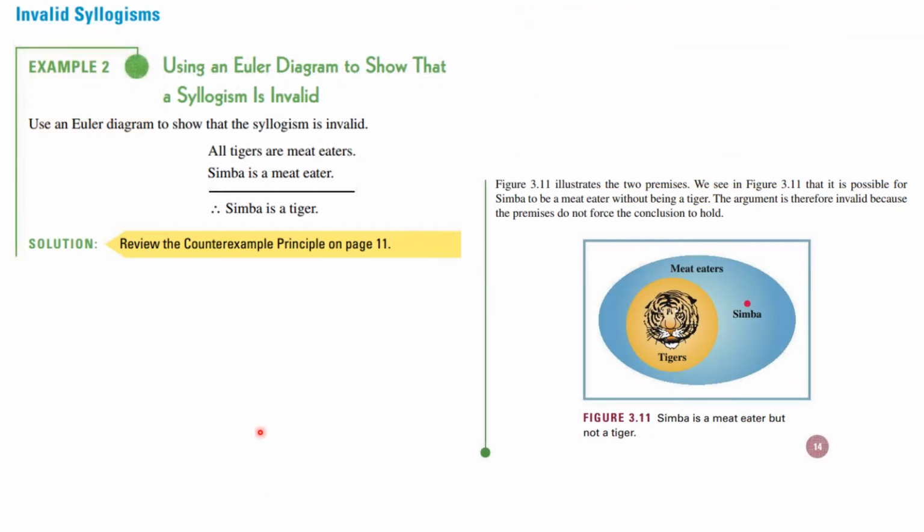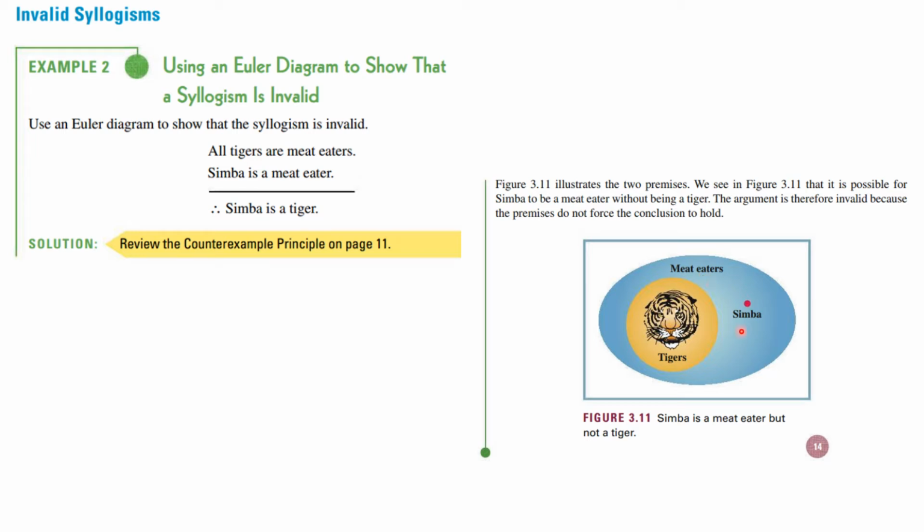We can also use a Euler diagram to show that something is invalid. So here we're using an Euler diagram to show that the syllogism is invalid. So here we have all tigers are meat eaters. Simba is a meat eater, therefore Simba is a tiger. Well, if we look at this picture, you see that we have tigers here, and all tigers are meat eaters, so they're contained within here.